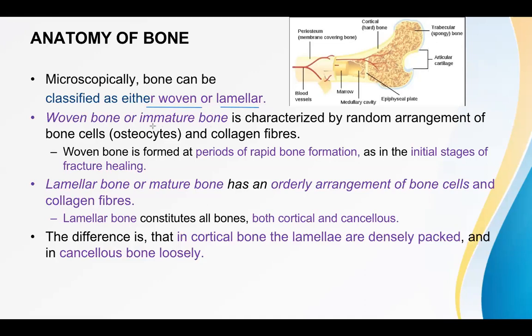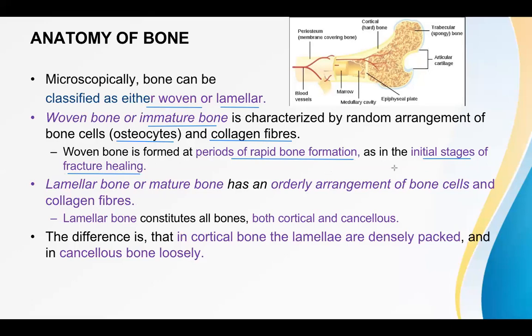The woven bone, also called immature bone, is characterized by the random arrangement of the bone cells, which are called osteoblasts or osteocytes. Osteoblast means immature bone-forming cell, osteocytes are the mature ones. Along with the cells, there are also collagen fibers. So if osteocytes along with collagen fibers are randomly arranged, we call that woven bone or immature bone. Now, where is it present? That is another important point. This woven bone is formed during periods of rapid bone formation, like in children, or in the initial stages of fracture healing.